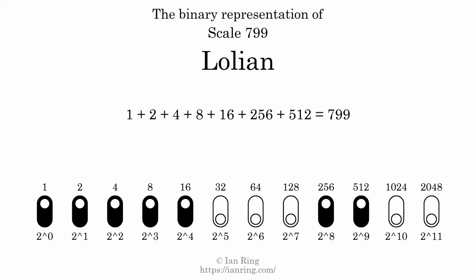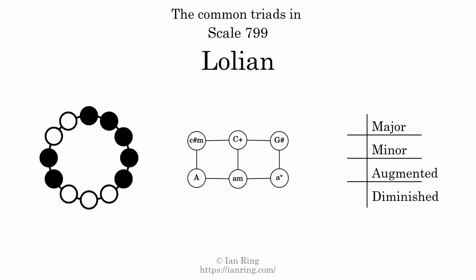The scale number not only enumerates the scale with a unique index, but it also literally describes the tonal content of the scale. Represented as a binary number in base 2, the scale number is 001100011111. Here are the common triads present in this scale.